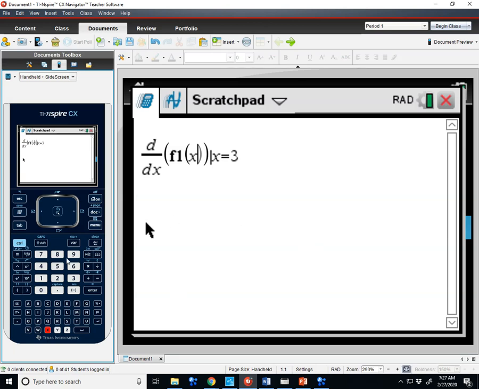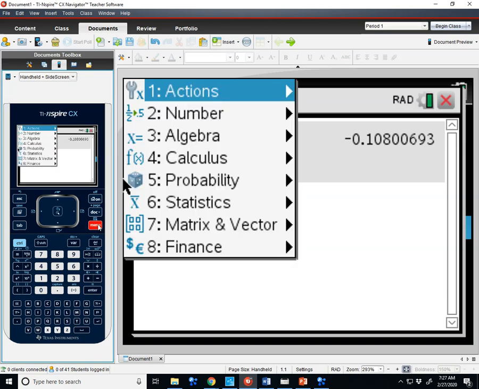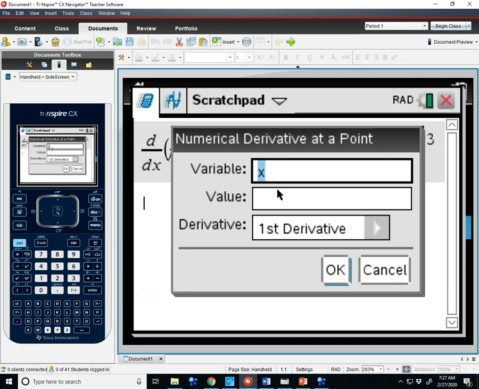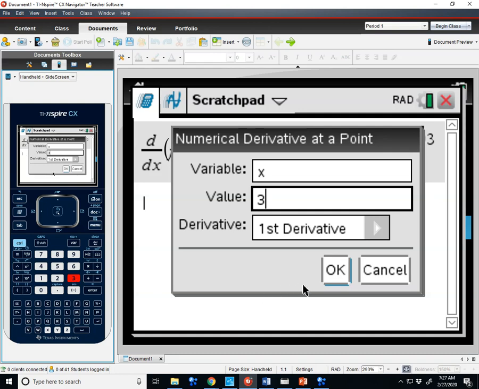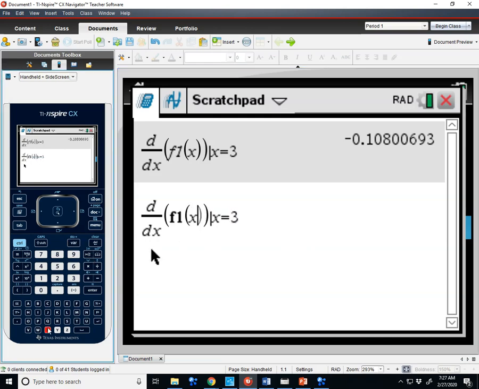Can you do it again? Yes. Okay. I went really fast, sorry. Okay. Menu. Calculus. Numerical derivative at a point. For the value, you type in whatever the number is you're supposed to be evaluating at, so 3. Okay, and then this is where you go bar F1 of x. We need to edit our little thing on the side right now.